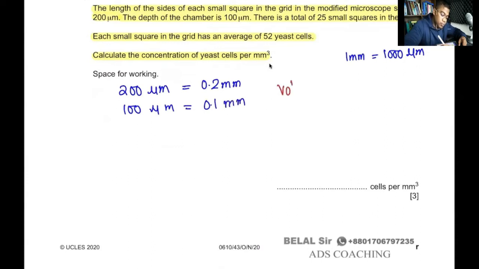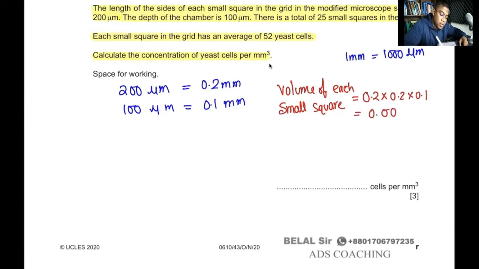To find out the volume of each small square, it's going to be 0.2 into 0.2 into 0.1 or 0.004 millimeter cube. Now there are 52 cells.